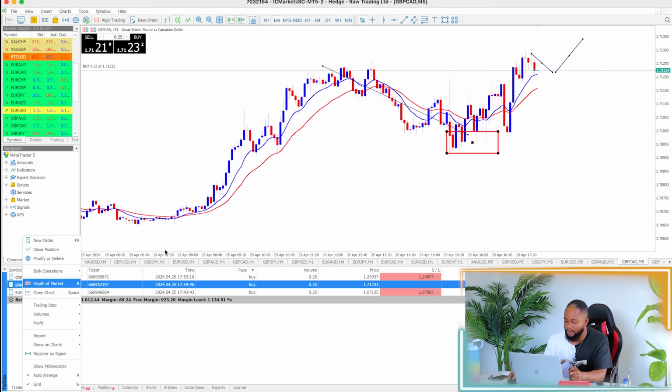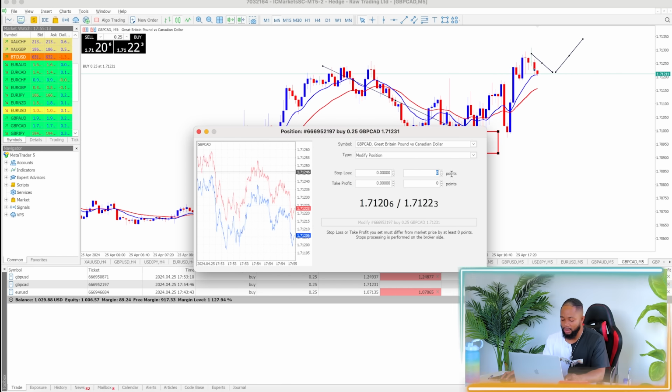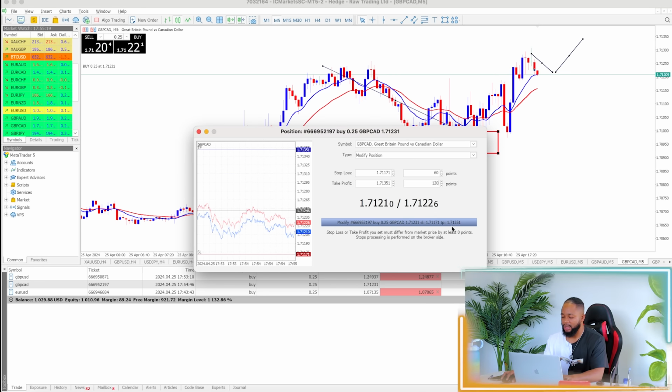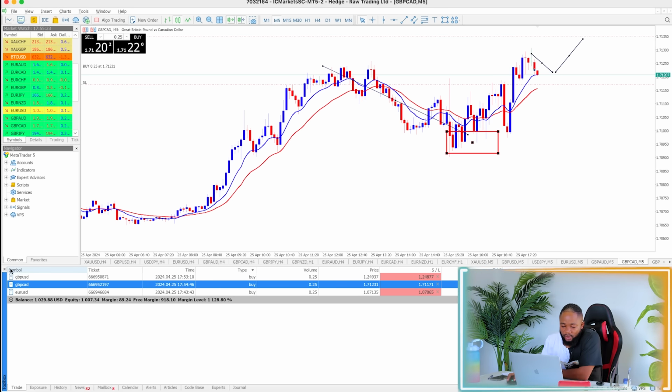So this one we're going to be risking, let's go for 6 pips, and we're going for 12 pips. As easy as that. Good. So that one is also placed.